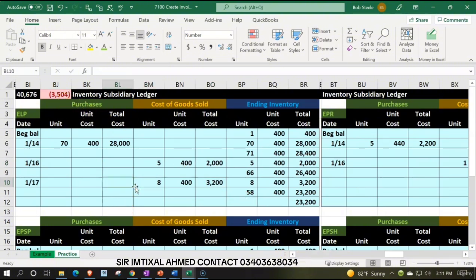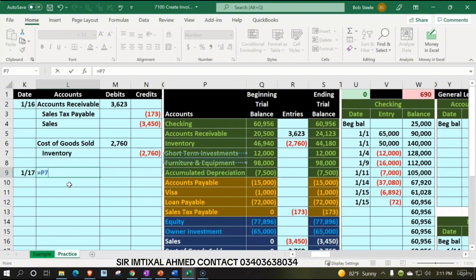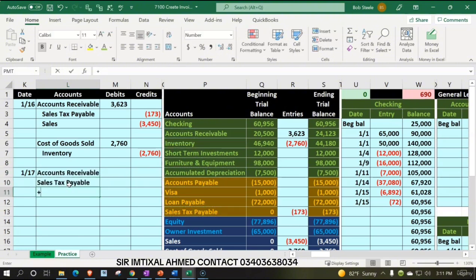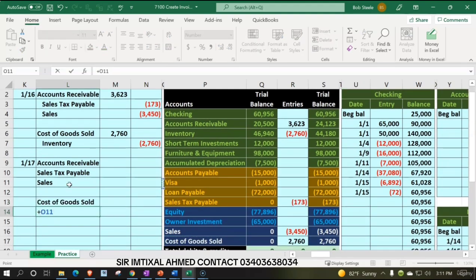Now let's go all the way to the left and do our journal entry. It looks the same, so we'll mirror what we did before. We got the accounts receivable. We got the sales tax that we're going to have to deal with. We got the sales down below. We got then the cost of goods sold. And we've got the inventory is going to go down.